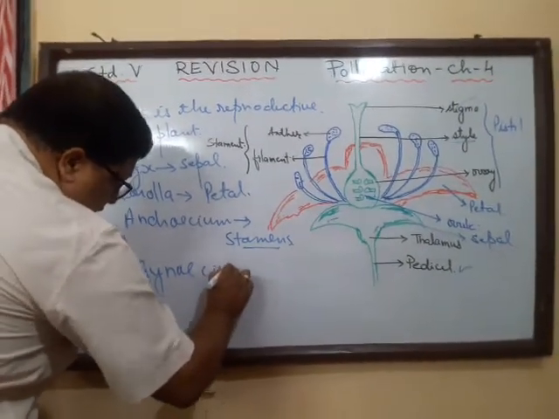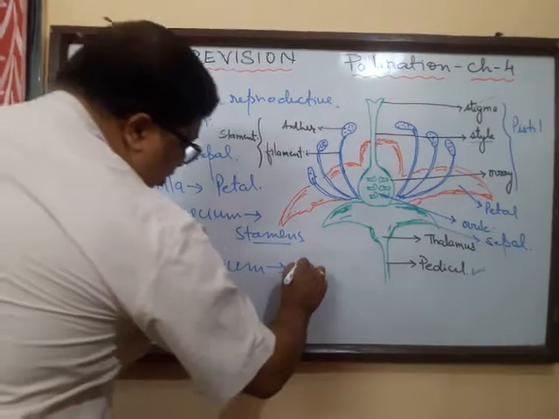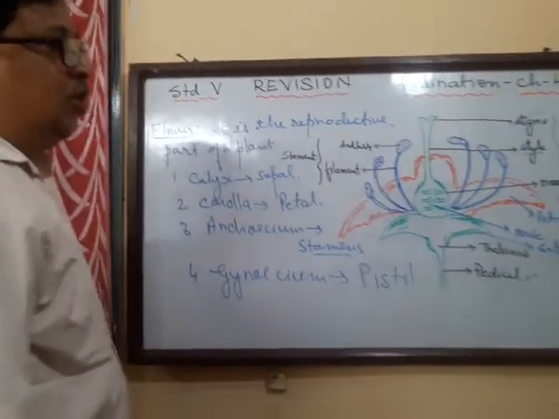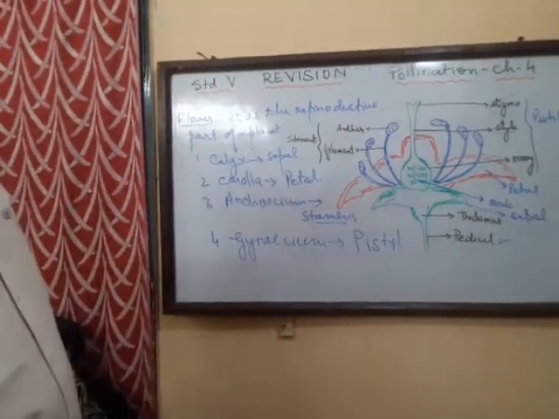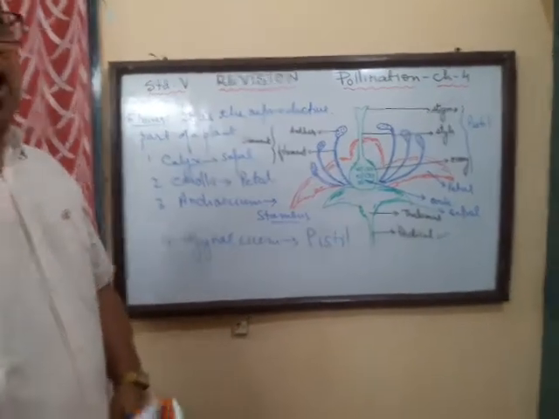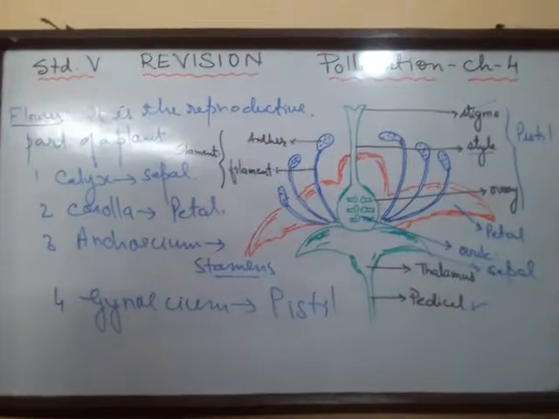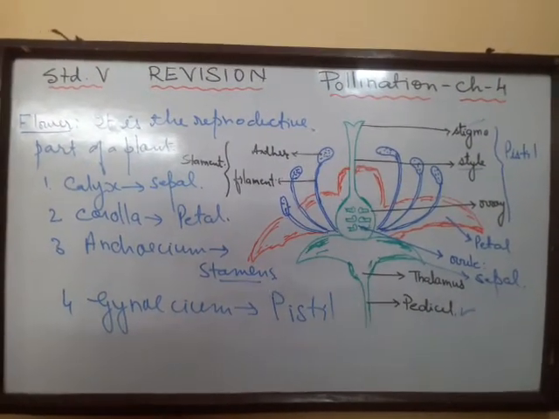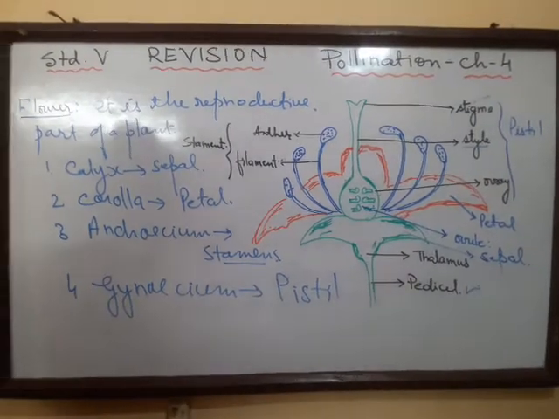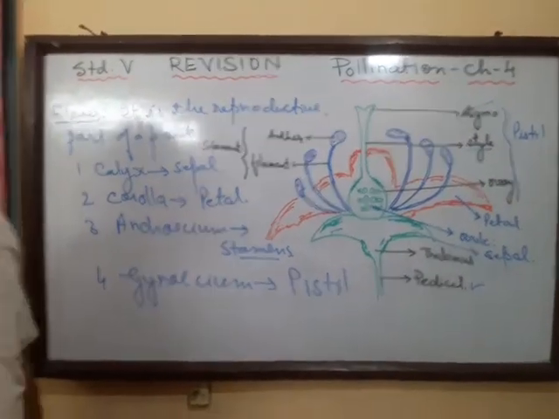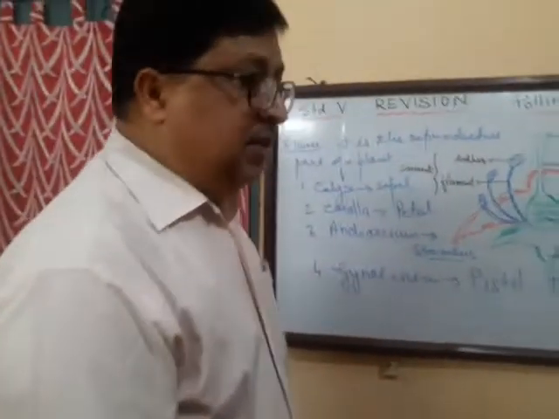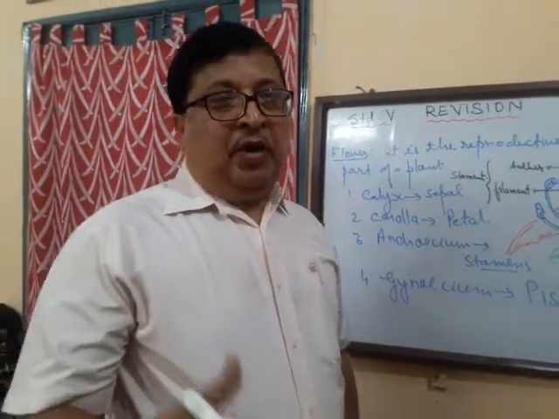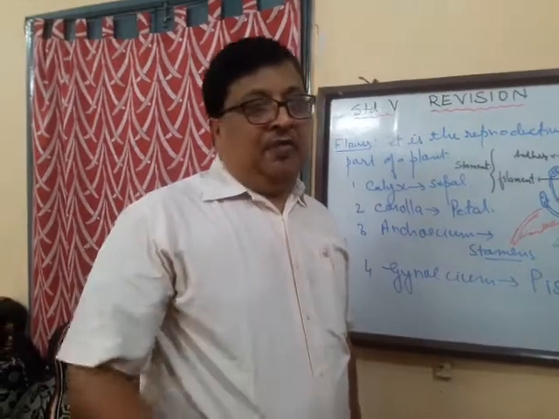Gynoecium, it consists of pistils. The pistil has three parts, that is the stigma, style, and the ovary. So all these are the whorls of the plant. Now some flowers may have all the four whorls. Those flowers are called complete flowers, or we can also say they are bisexual flowers.